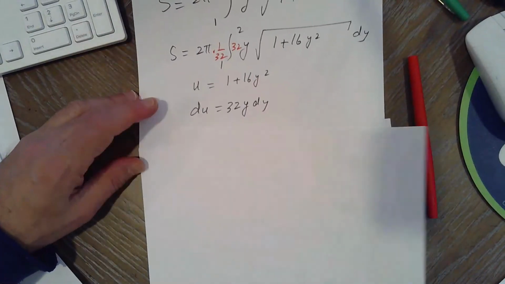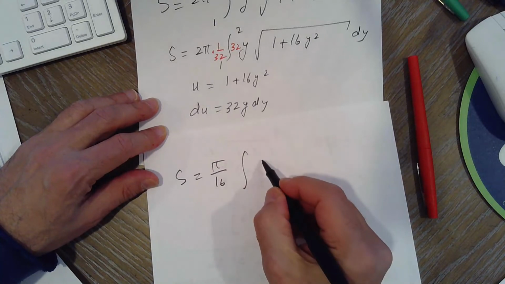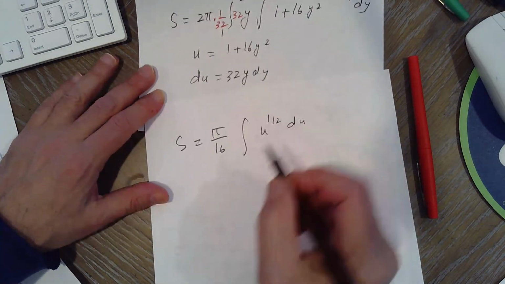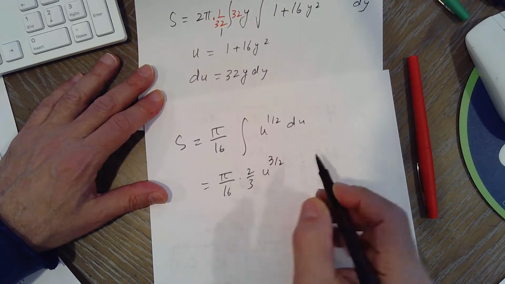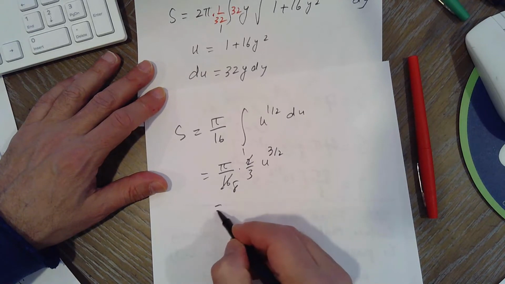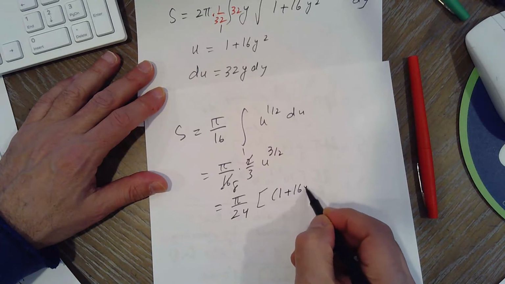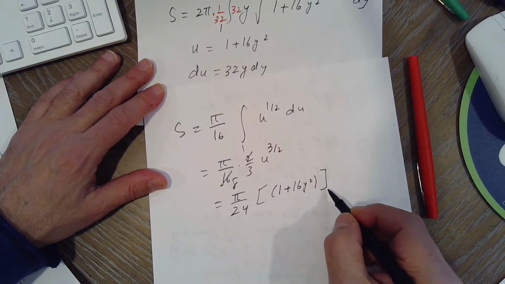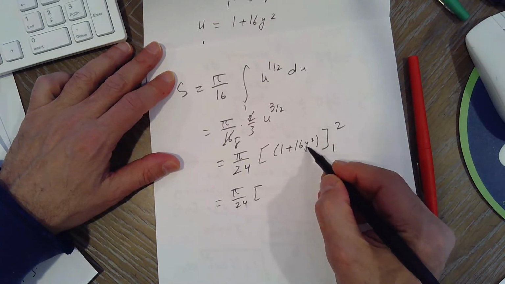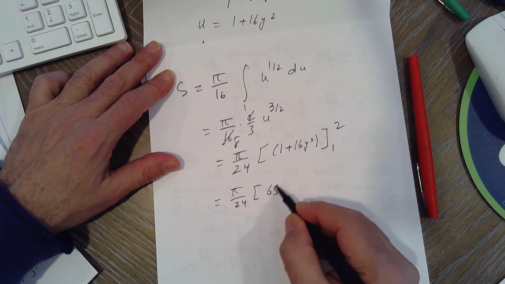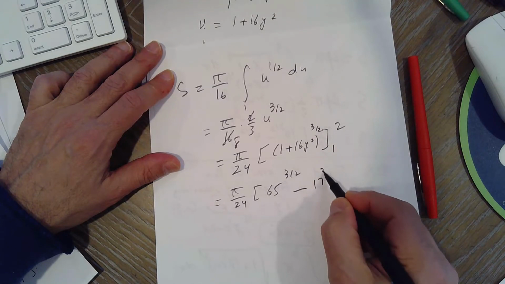So 2 pi over 32 is pi over 16. And then integral of u to the 1/2 du. So pi over 16 times 2/3 u to the 3/2. Pi over 24. u is 1 plus 16y squared between 1 and 2. Pi over 24. If you put the 2, 4 times 16, 64 plus 1 is 65 to the 3/2, minus 17 to the 3/2.